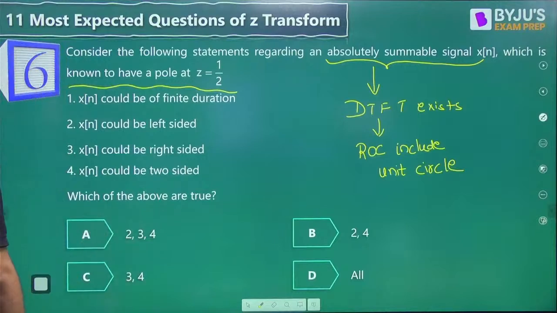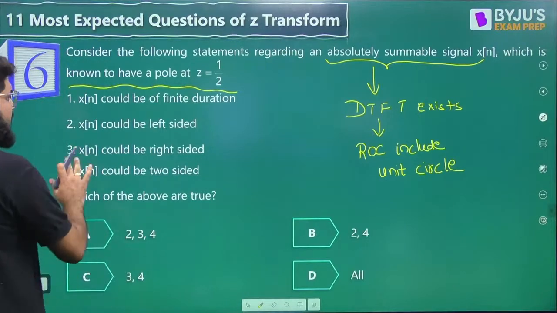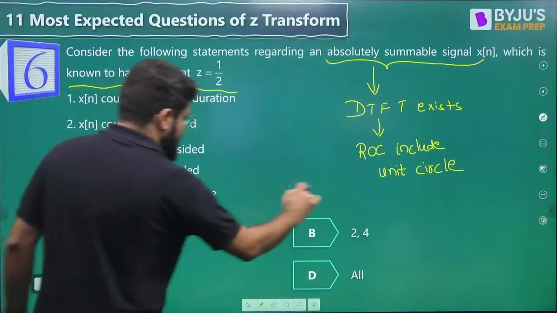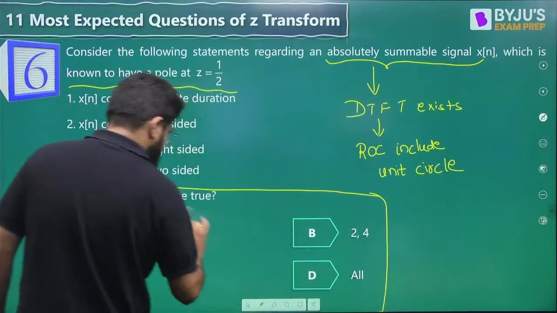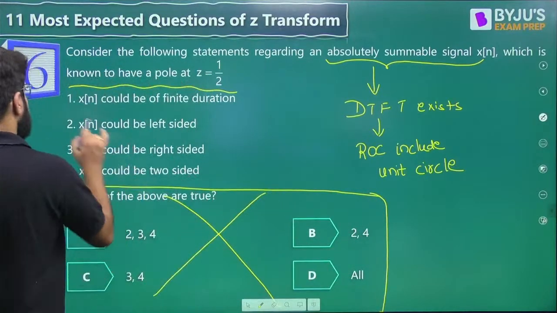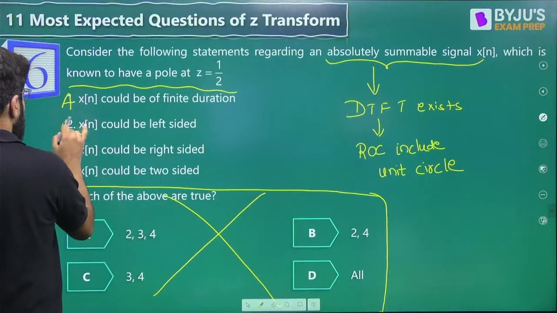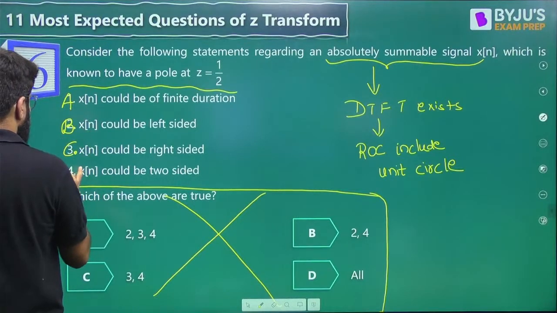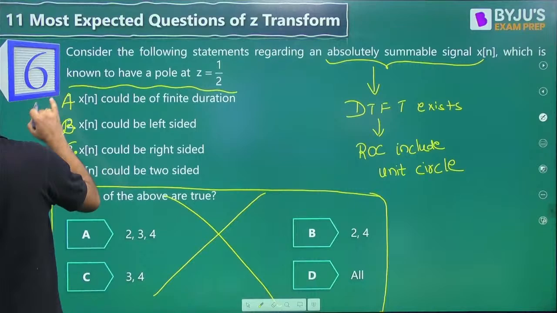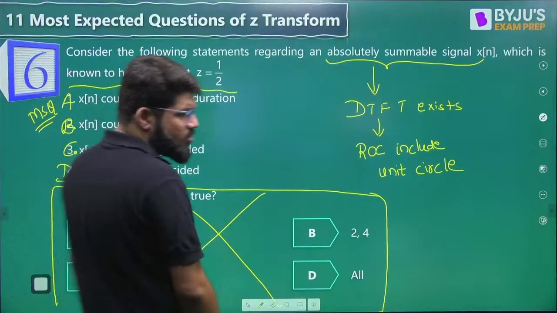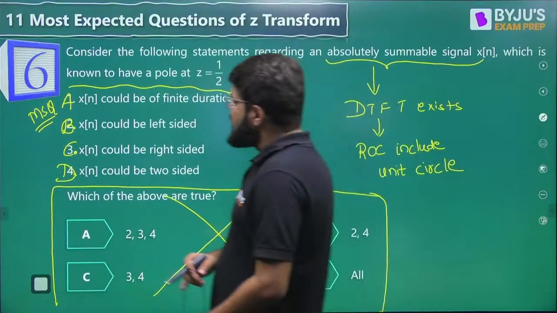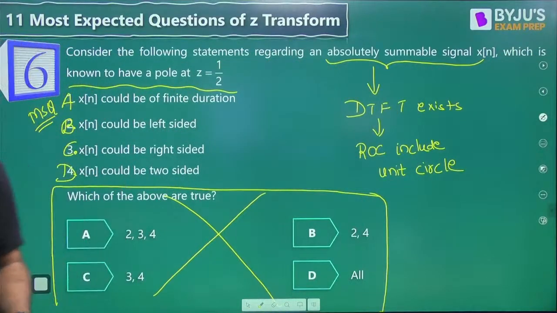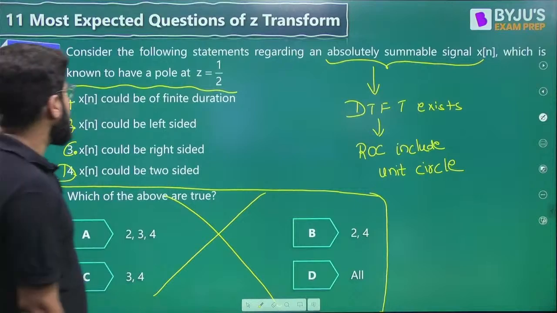Okay, x[n] could be finite duration. Forget this, let's actually make it an MSQ question. Let me make it as option A, option B, option C, option D, and now this is an MSQ question. Now these types of questions only IIT can convert into an MSQ concept. Which of the options A, B, C, D is or are correct? One or more options can be correct.